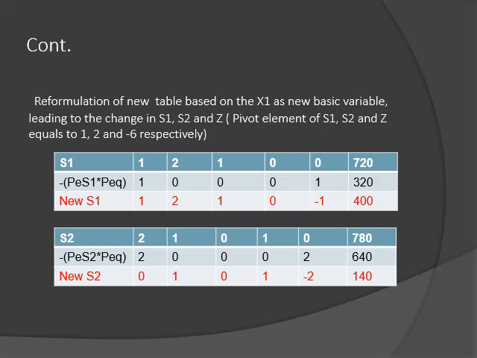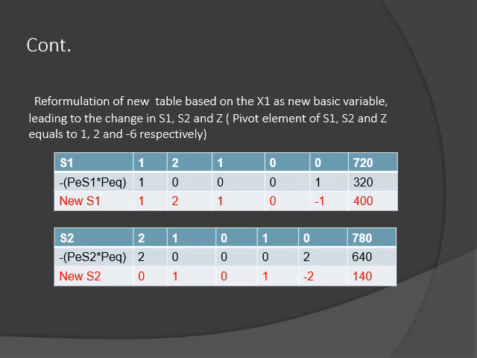Okay, these pivot elements of this variable should be multiplied by the pivot equation and subtracted from the original values of S1, S2, S3.